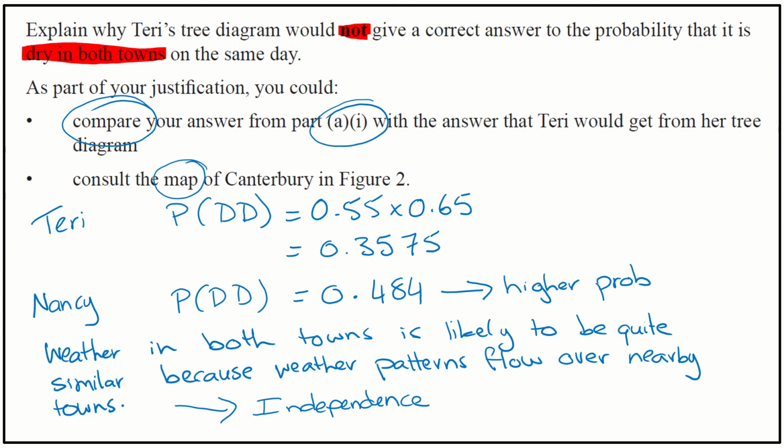So what have we got? To get your achieved, if you manage to find that the probability that Terry's getting dry is 0.3575, that would get you an A. If you get that and you talk about how there's some connection with the weather between the towns, that would get you a merit. But if you've got a clear connection between them and do your reasoning, then that would carry on and give you the excellence.